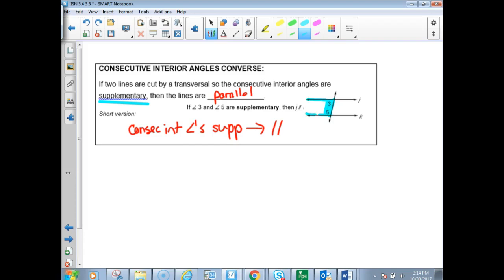Okay, so when you see them on the same side there in between, those angles add up to 180. So the measure of angle 3 plus the measure of angle 5 is 180 degrees. The short version: consecutive interior angles supplementary implies you have parallel lines. Okay?